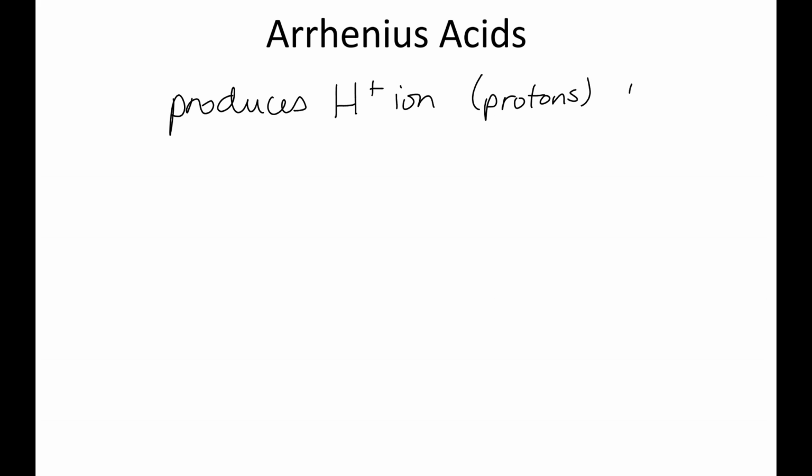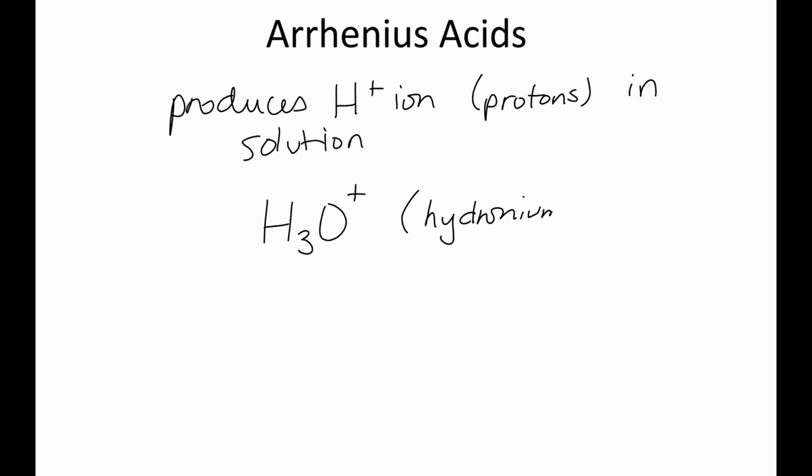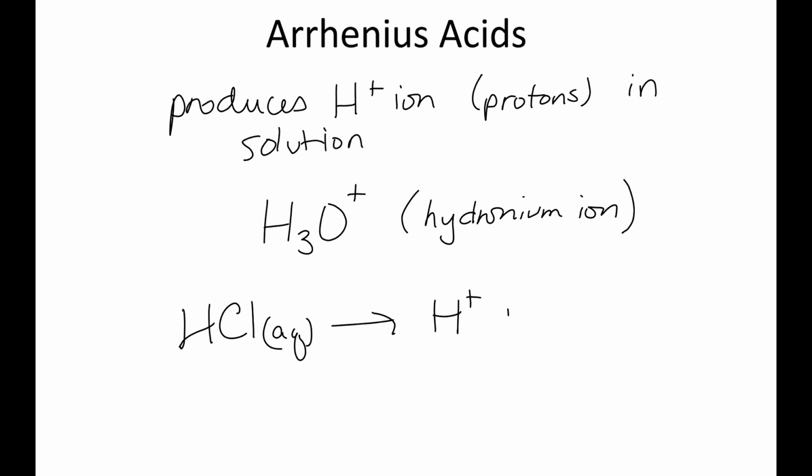Okay? In solution. Now, what happens here is water tends to take up this extra hydrogen ion, and it forms the hydronium ion. So you'll see the hydronium ion a lot when we're talking about acids and bases here. Like HCl is hydrochloric acid. You stick it in water and it goes to H plus and Cl minus ions. So here's your H plus ions. That's why it's an Arrhenius acid.